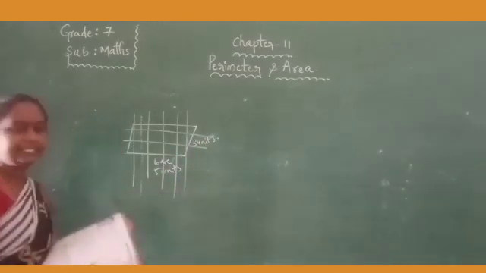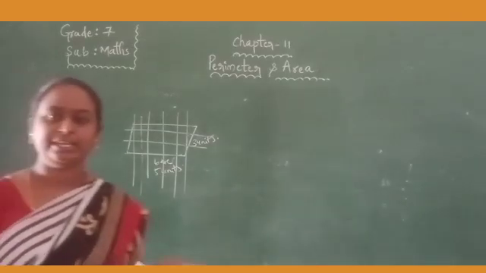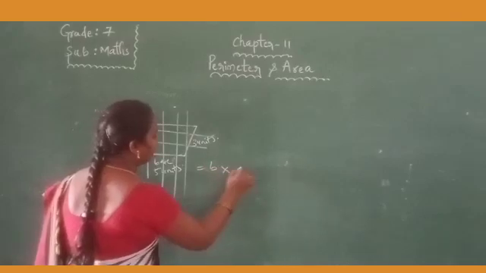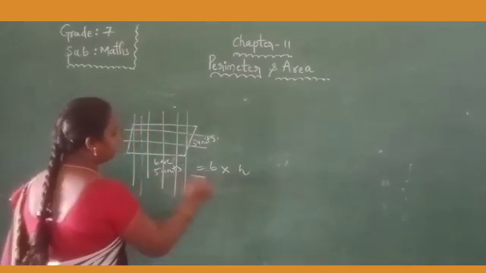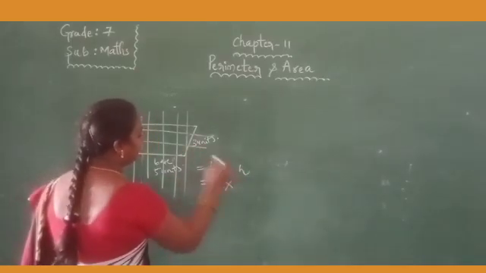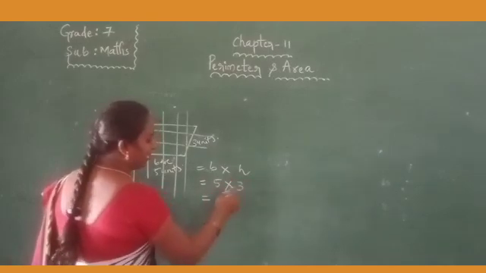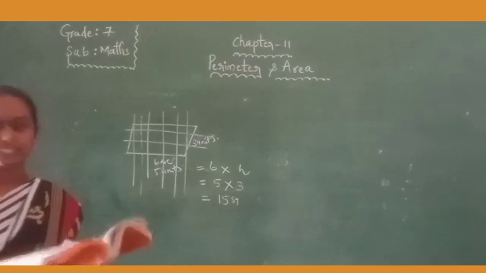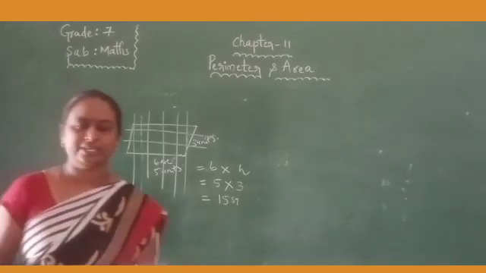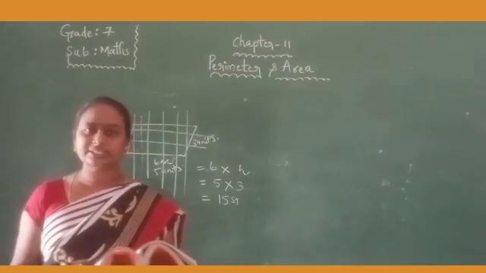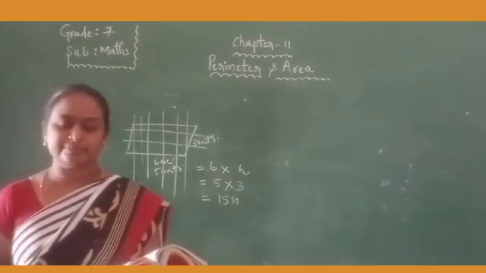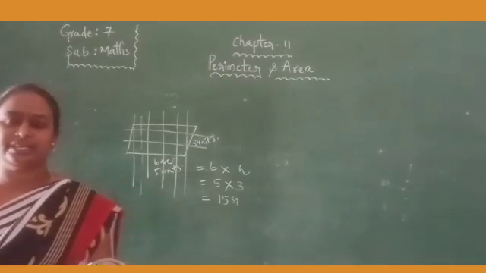Height is given. Then area. What is the area? Area of a parallelogram is base into height. Base is 5 units and height is 3 units. Then the area is 15 square units. Area is always in square units, like square meters or square centimeters. If there is a square, compulsorily square units means that is the area.